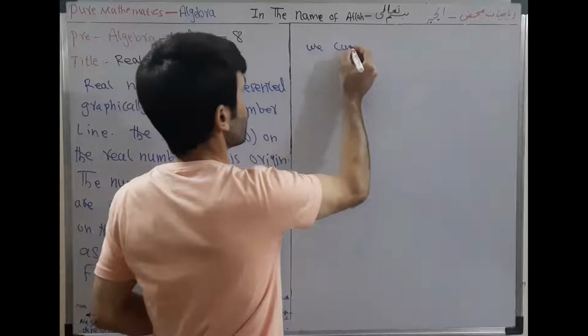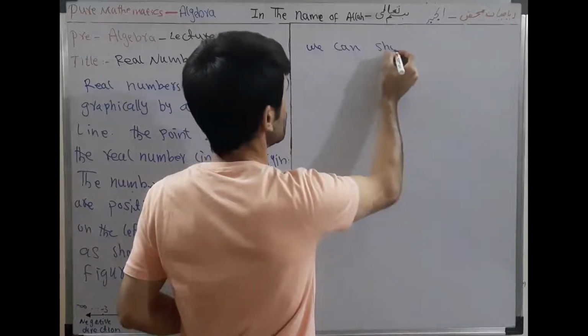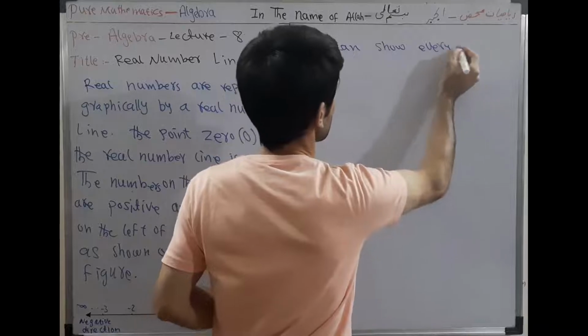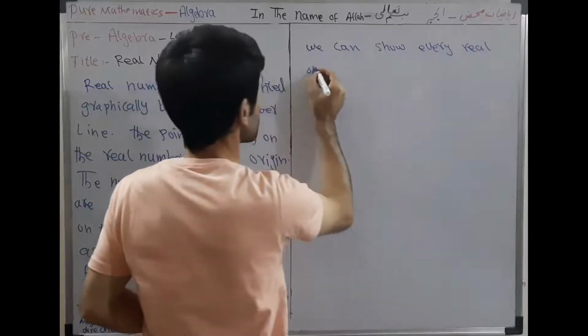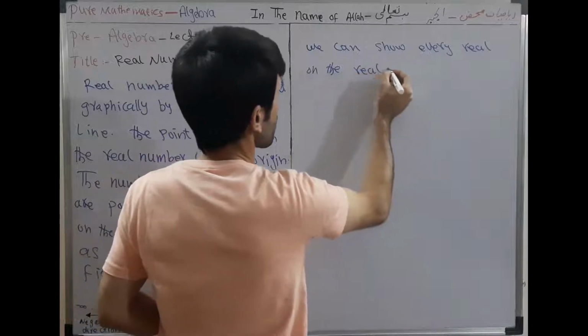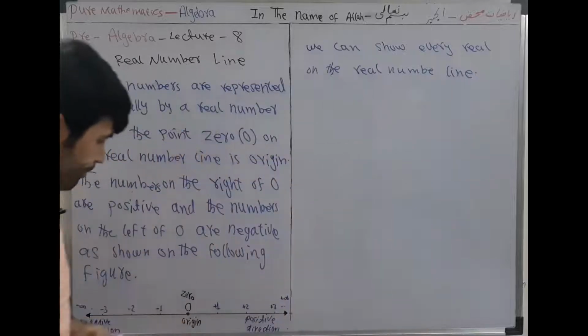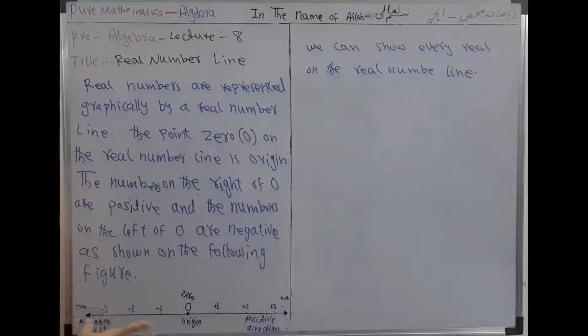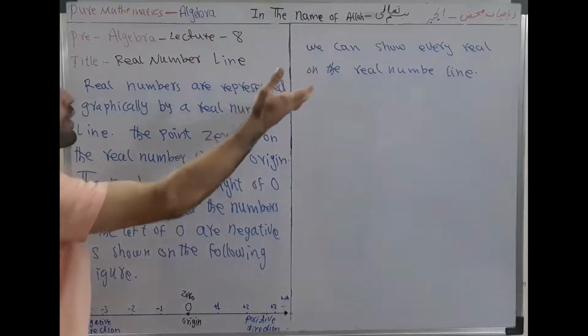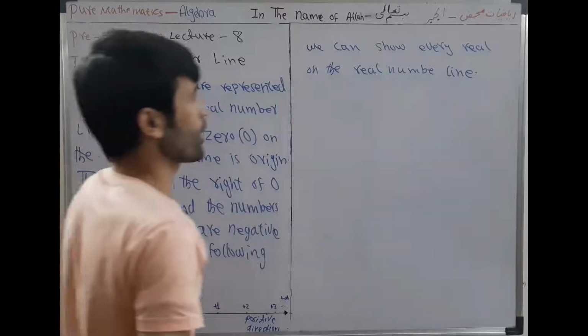We can show every real number on the real number line. Here is a one-to-one relation between numbers and the real number line. Every number has a specific location on the real number line, and every location has a specific number. So we can show every real number on the real number line.